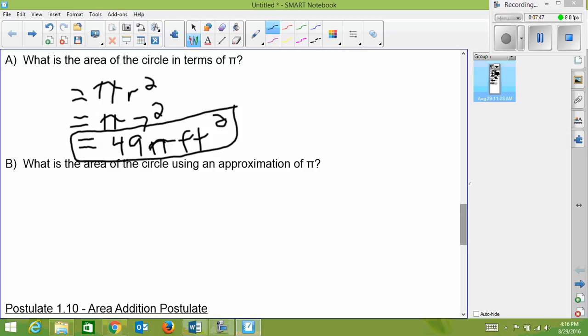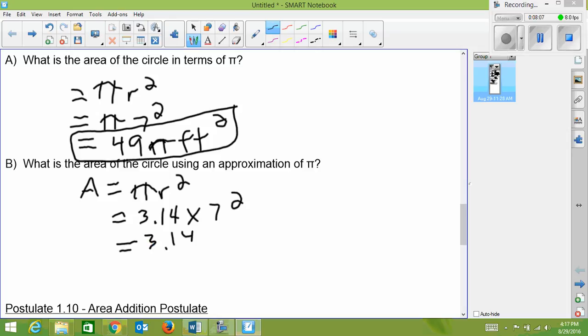And the second part of that, what is the area of the circle using an approximation of pi? The approximation of pi is the 3.14. So area equals pi r squared. Area equals 3.14 times 7 squared. Go ahead and work that out, times 49.